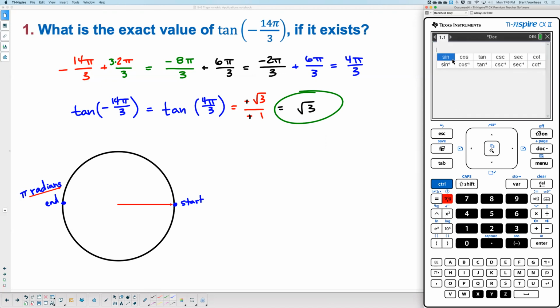Type in tangent negative 14 pi over 3. And if I press enter, I'm going to have a problem. I'm not in radians, am I? So I'm going to press enter, then change it. Otherwise, it'll delete it. And now I'll have to copy and press enter again.